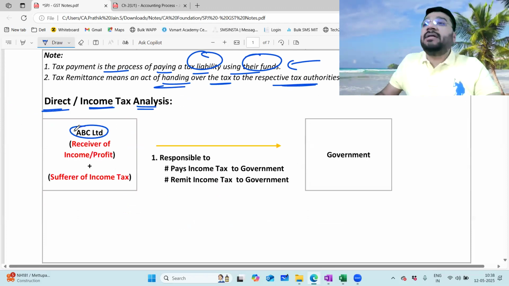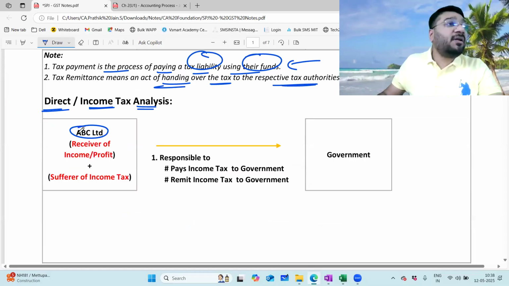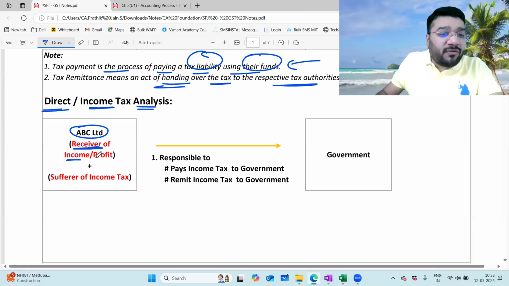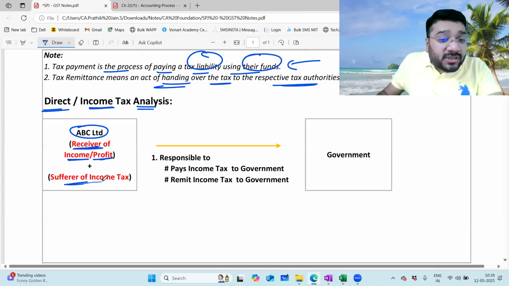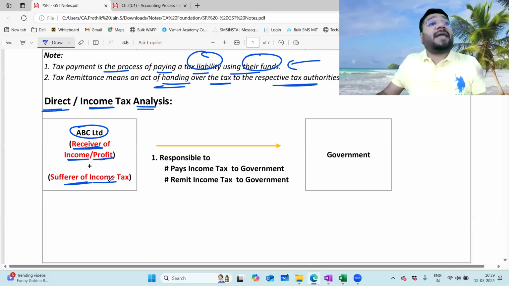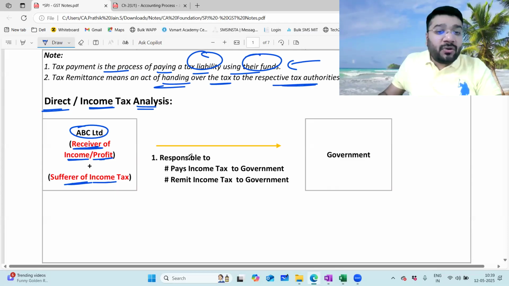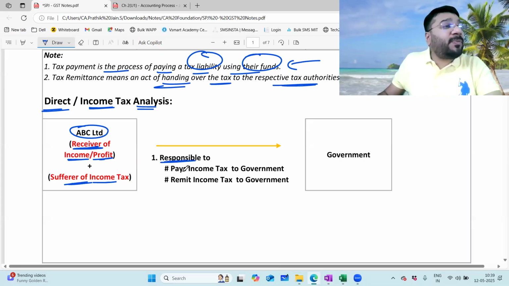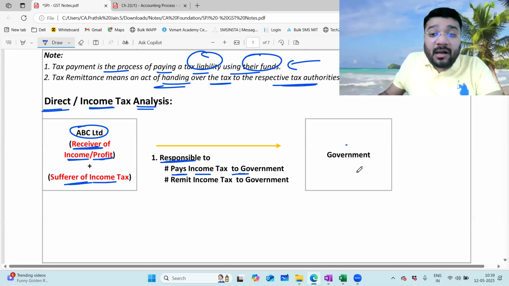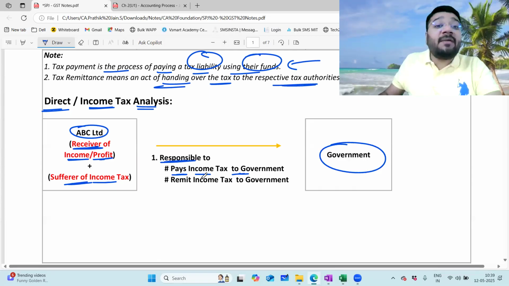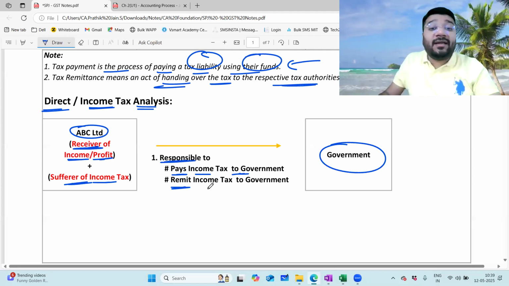ABC Limited is a company who's doing business. So business will make what? Profits. So now he's the receiver of income. He's the receiver of the profit. In the income tax, he has to suffer the income tax. Means what? He has to pay the tax from his pocket. So he is responsible means what? ABC Limited is responsible to pay income tax to the government. And he is the same person also responsible to remit. Remit means what? Hand over that money to the government.